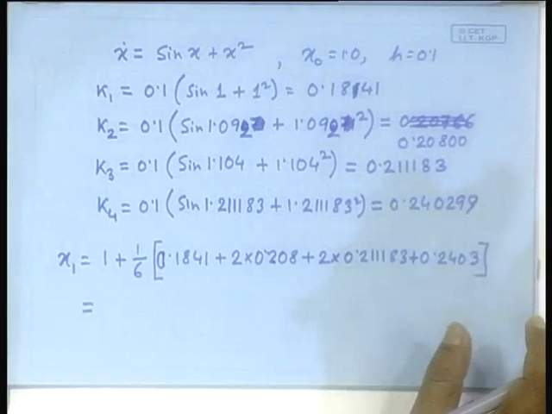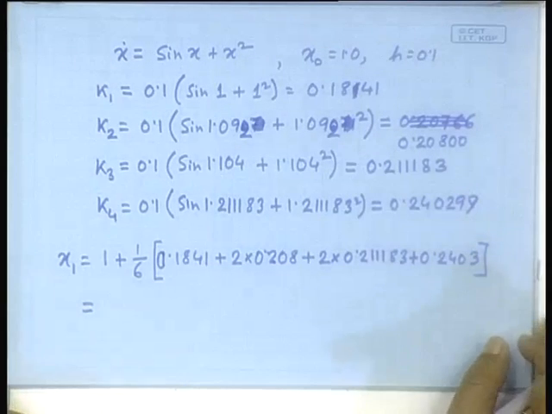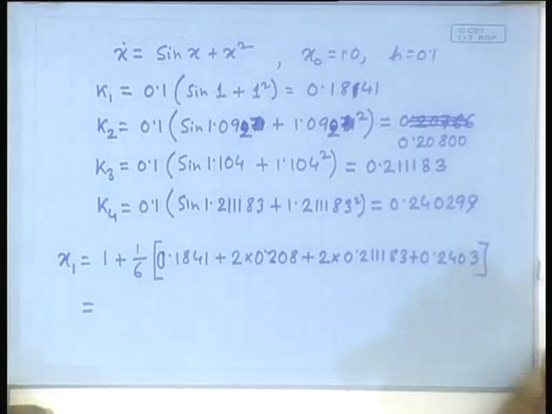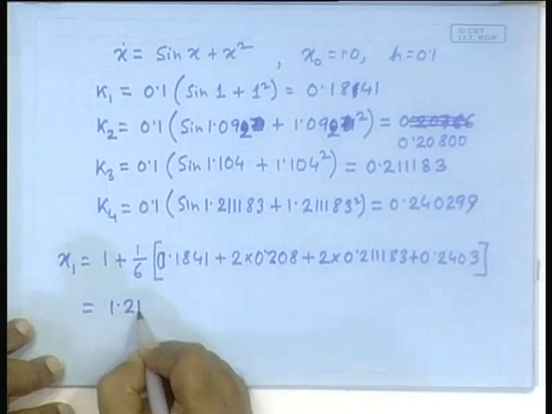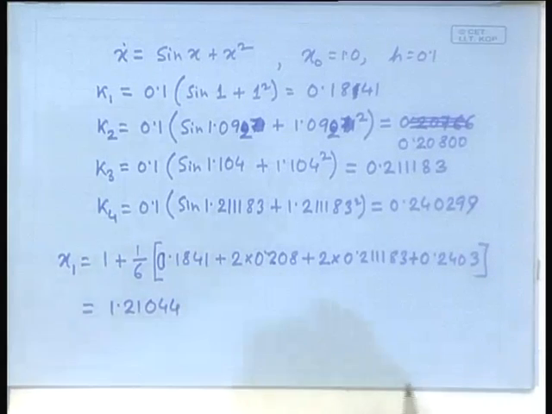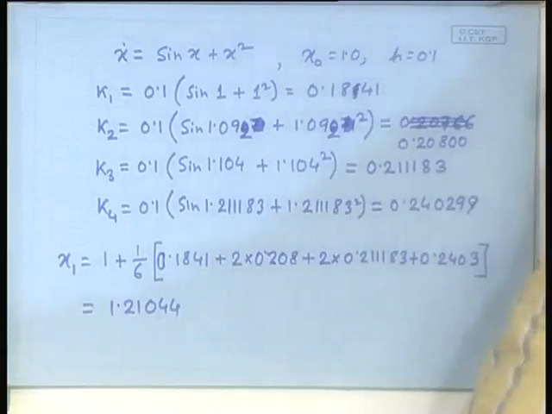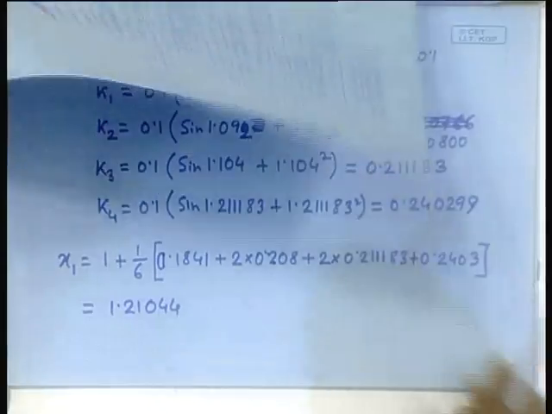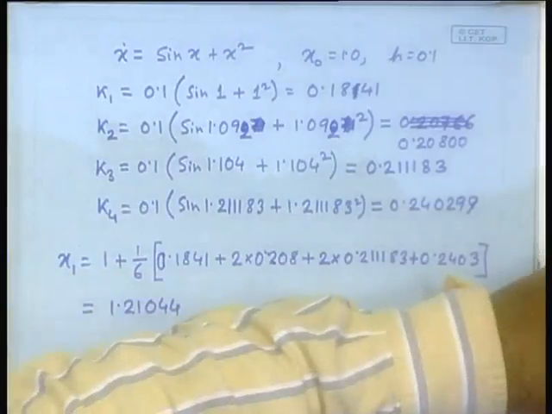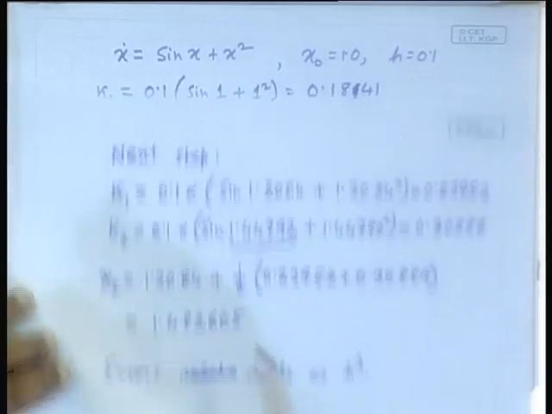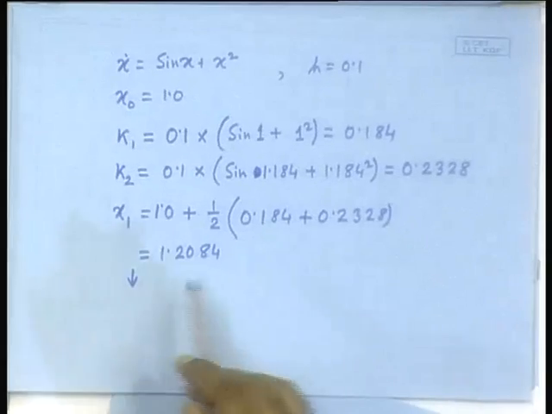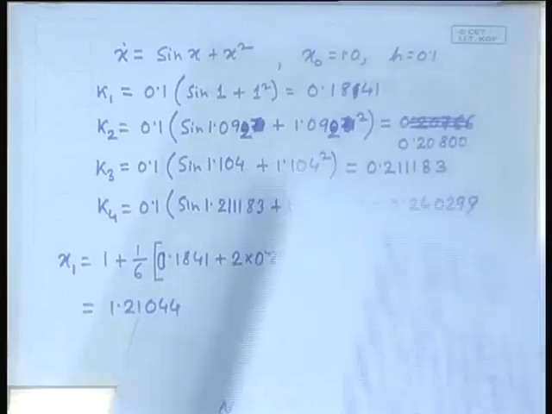Anyway, you are able to calculate. So, let us not drag with it. 1.21044. You notice that that calculation is definitely better than the first approximation that we did. It is also better than the second approximation. Where is it? X 1 is here, the second approximation that we did.